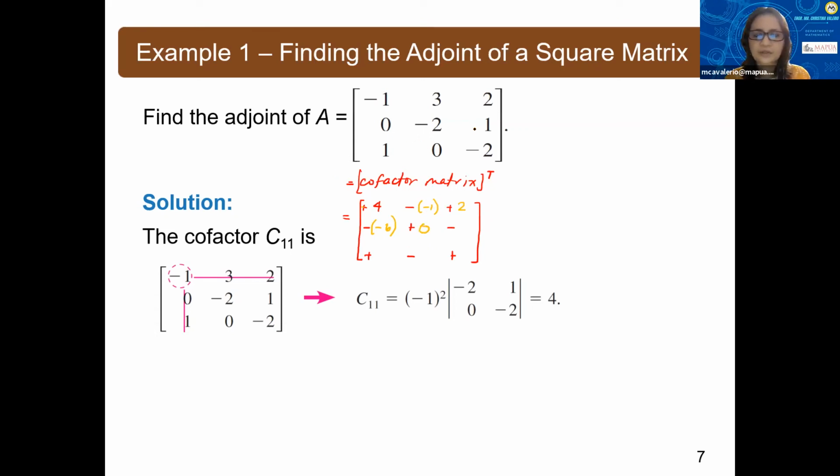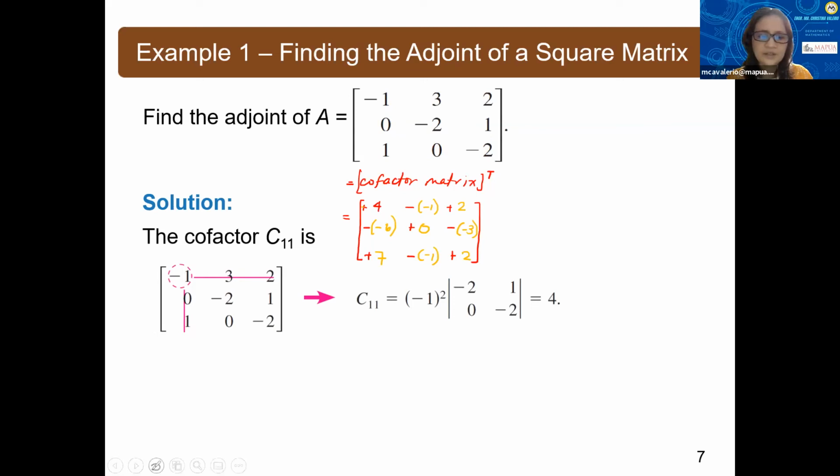And then the minor 23, we delete the second row, third column. We're left with the following entries, negative 1, 3, 1, and 0. So the minor 23 is negative 3. And then the minor 31 is equivalent to 7. And then the minor 32 will be negative 1. And the minor 33 is 2 minus 0. So that will be 2.